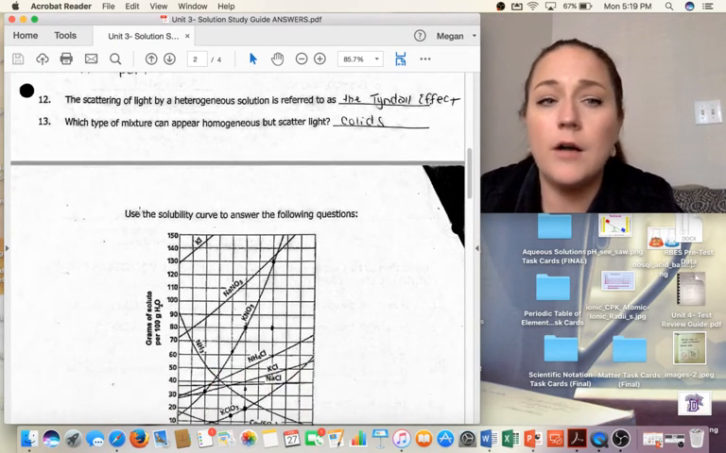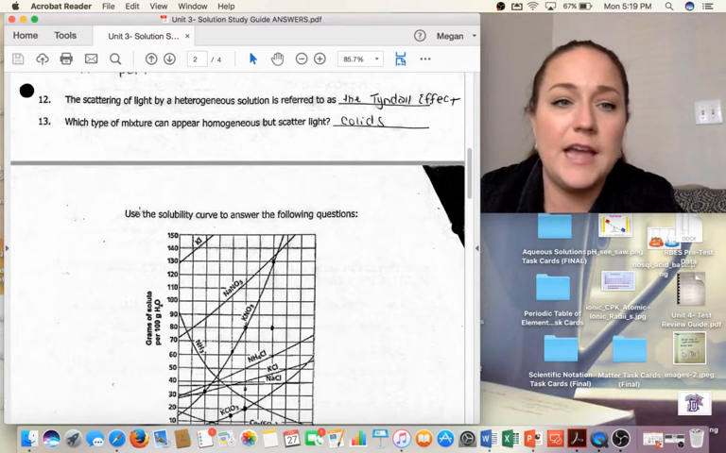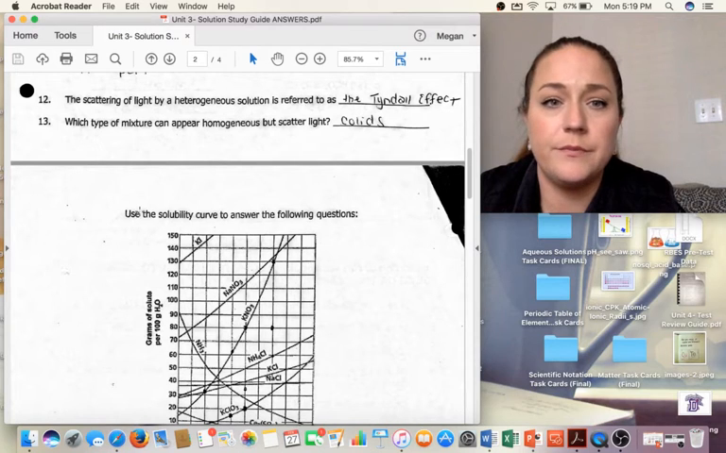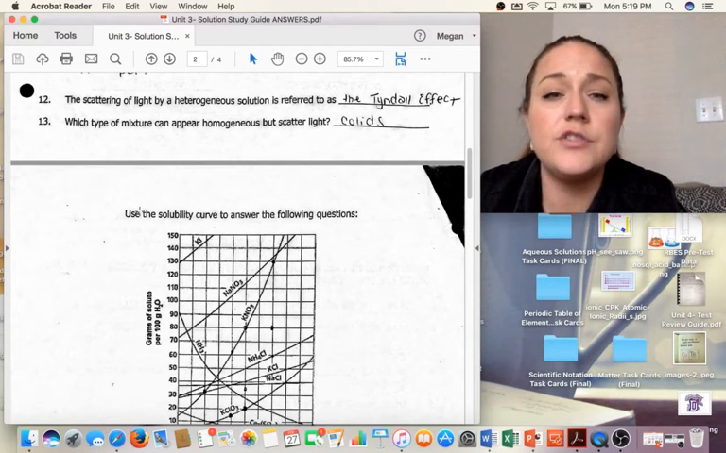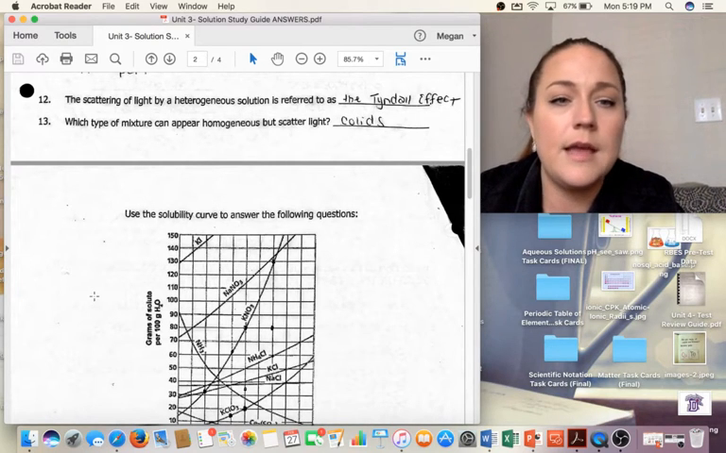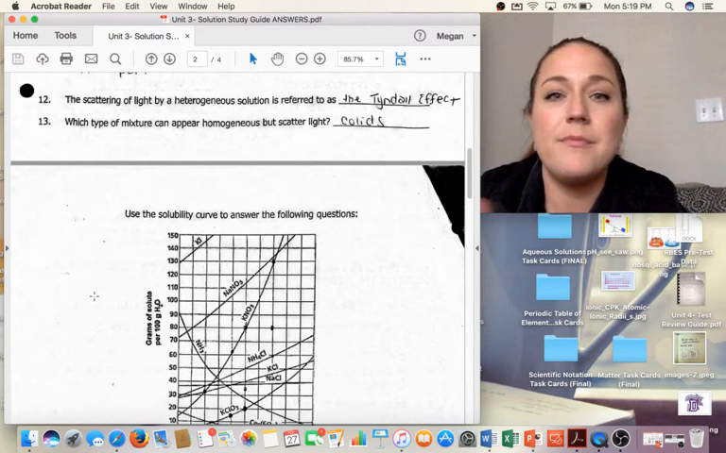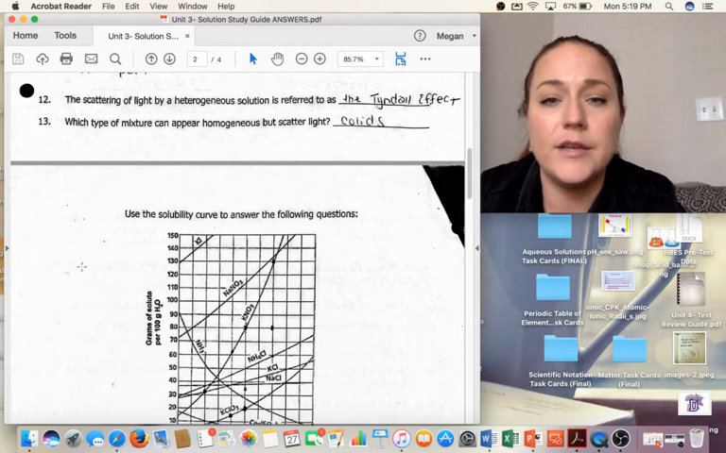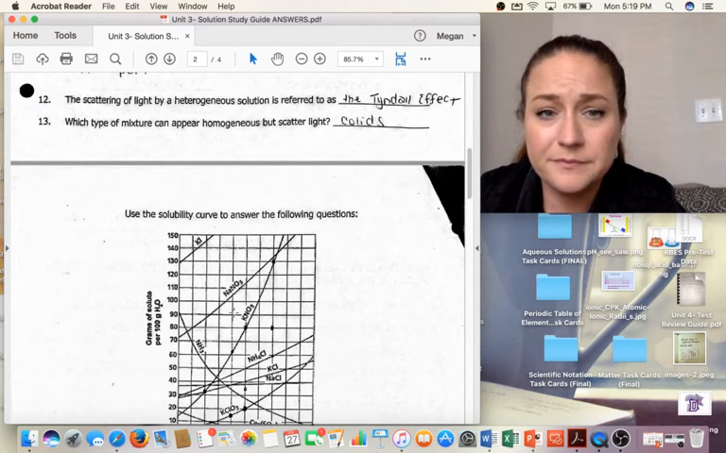All right, 12. The scattering of light by a heterogeneous mixture, a heterogeneous solution, is referred to as the Tyndall effect. Now, there is one type of homogeneous mixture that can scatter light. That's called colloids. All right.